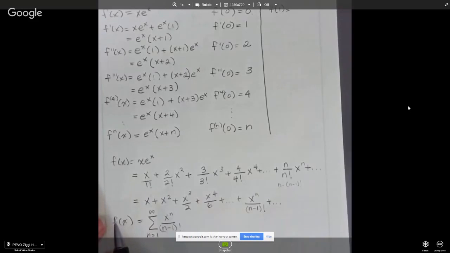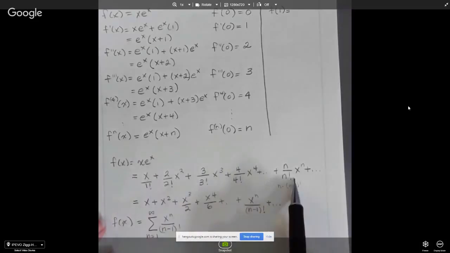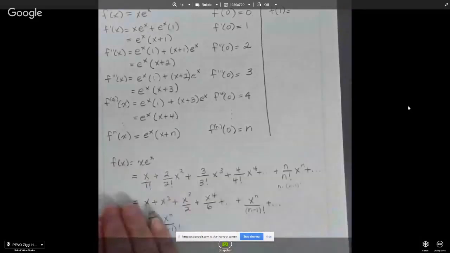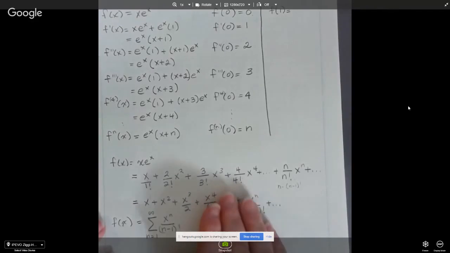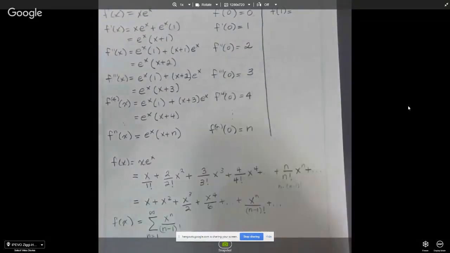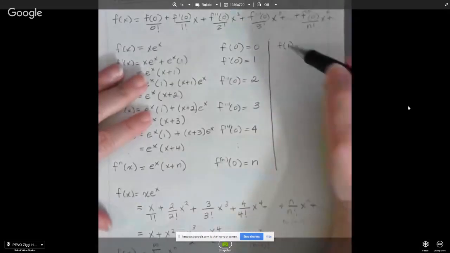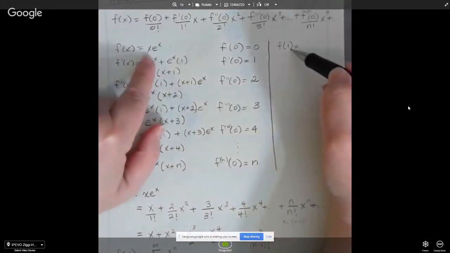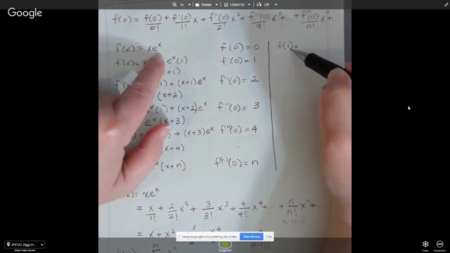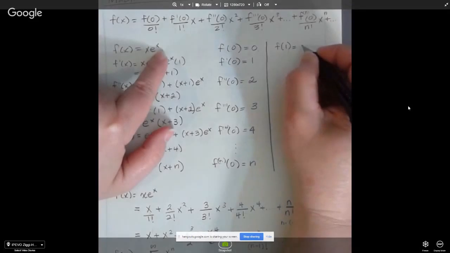I don't know if your professor is going to say state the first 4 non-zero terms in the general, but to me, going at least 4 helps you figure out the pattern to find the nth term. Sometimes it takes me going to 5 or 6, but you get better at it the more you do. So we're going to evaluate our function at 1. That's just 1 times e to the first, which is e.